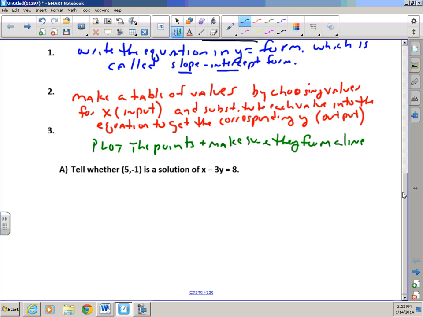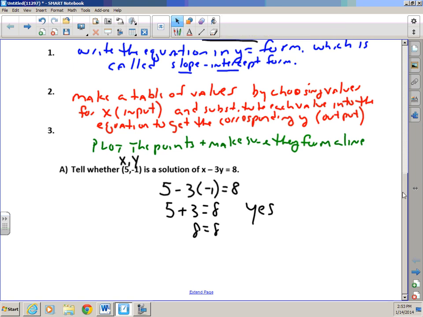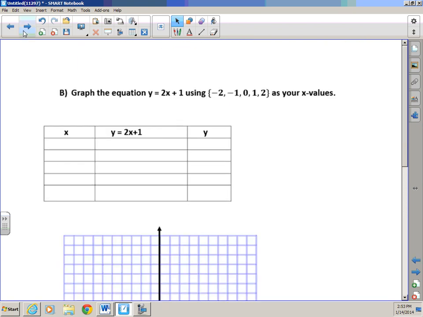All right. So I want to know if (5, -1) is a solution. Well, 5 is my x, negative 1 is my y. So all I'm going to do is in place of x, put 5. In place of y, put negative 1. And now I have a numerical statement that I can evaluate under order of operations. I have a double negative, so that becomes plus. So is it a solution? Yes. And what that means is the point (5, -1) lies on the line that is created by the equation x minus 3y equals 8.